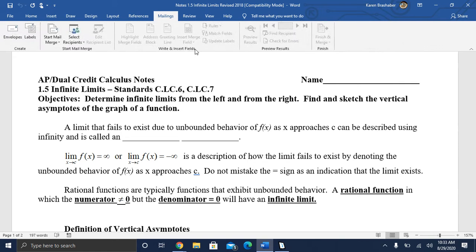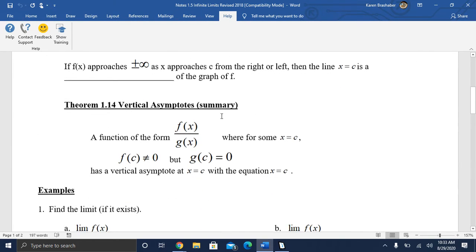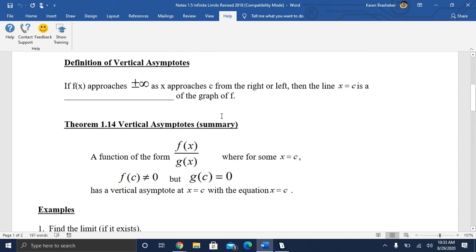So your definition of vertical asymptotes: if f of x approaches positive or negative infinity as x approaches c from the right or the left, then the line x equals c is a vertical asymptote of the graph of f. So you'll have the equation of a line as the vertical asymptote. I can't squeeze that in, so I'll just write it like that.